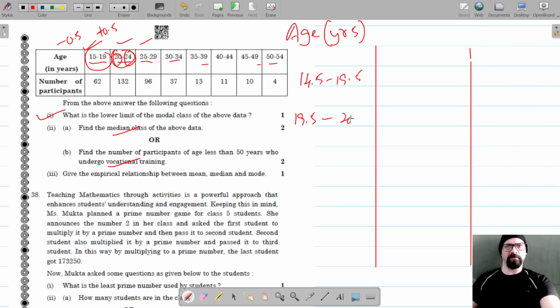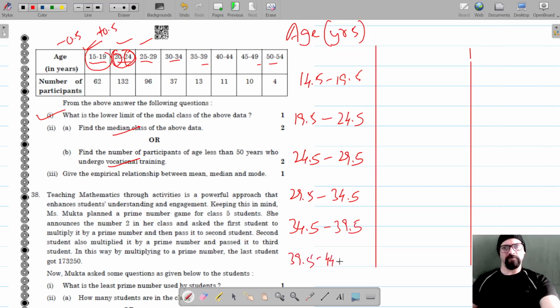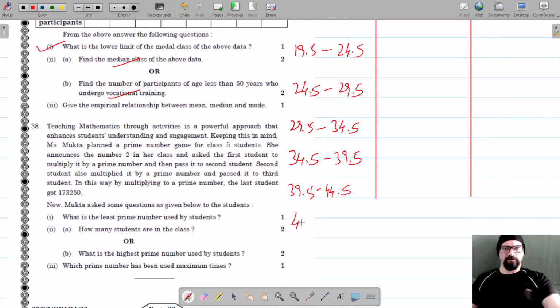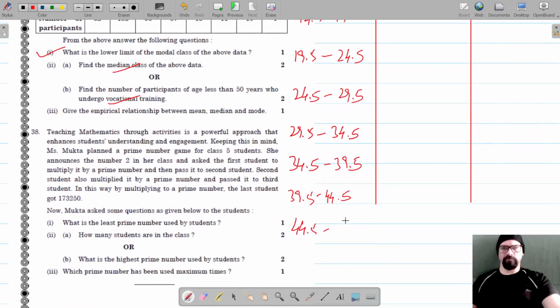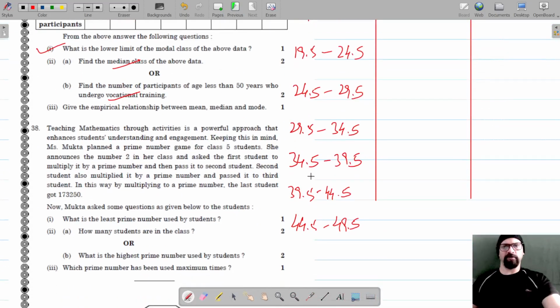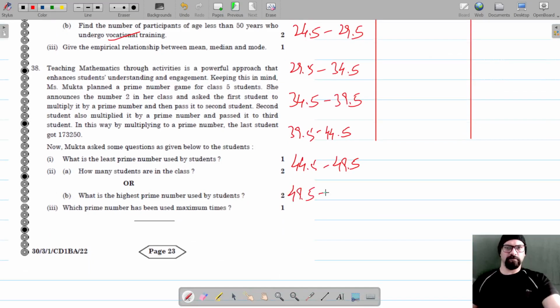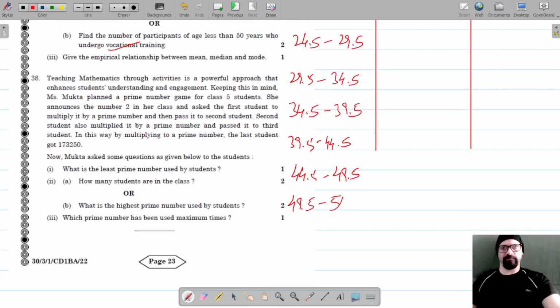So this is 19.5 to 24.5, and this is 24.5 to 29.5, 29.5 to 34.5, 34.5 to 39.5, and 39.5 to 44.5, and 44.5 to 49.5, 49.5 to 54.5. Okay, this is the data.